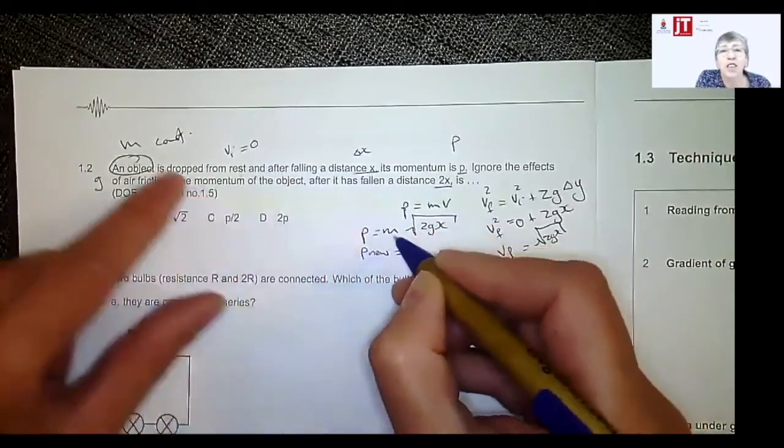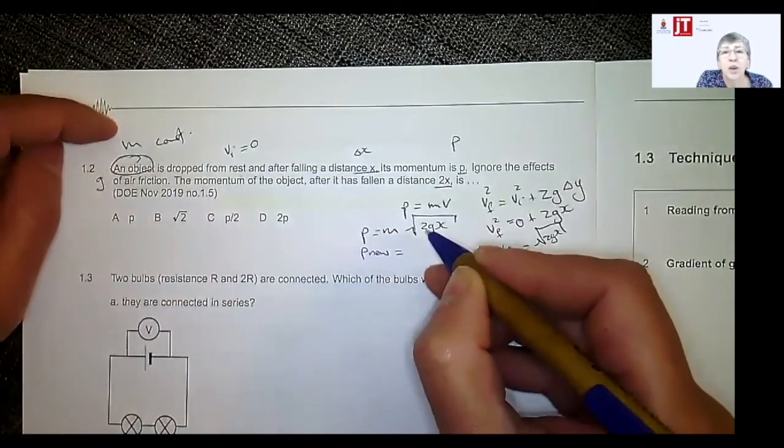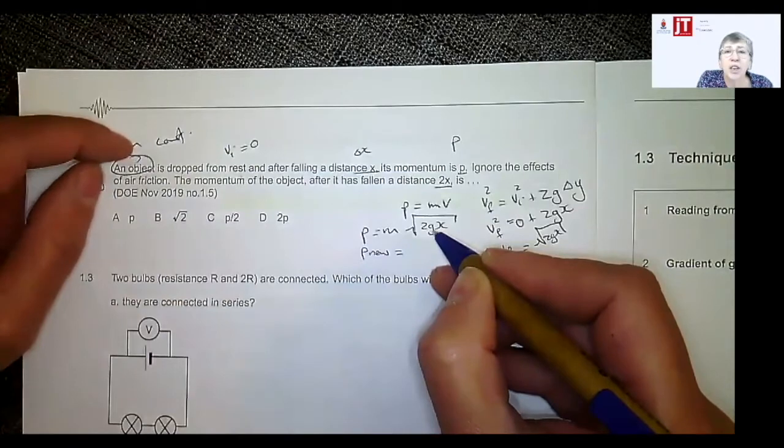Now, what changed? Did m change? No, m was a constant. Did the 2 change? No. Did the g change? No.